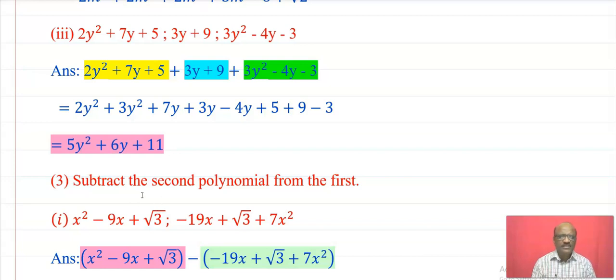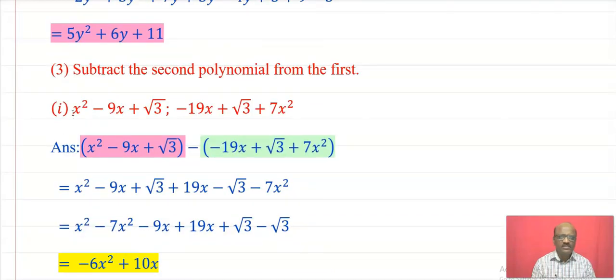Now the next is subtract the second polynomial from the first. Therefore, the first example is x square minus 9x plus root 3. And the second polynomial is minus 19x plus root 3 plus 7x square. Second from the first. Therefore, we will write the first polynomial x square minus 9x plus root 3 minus in bracket. Here we will put minus and a bracket because the signs inside of that second polynomial will change, so we will write it here. Minus in bracket minus 19x plus root 3 plus 7x square.